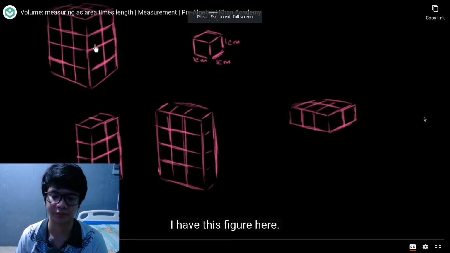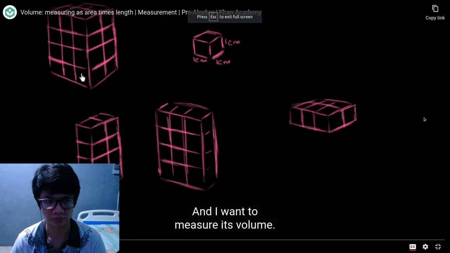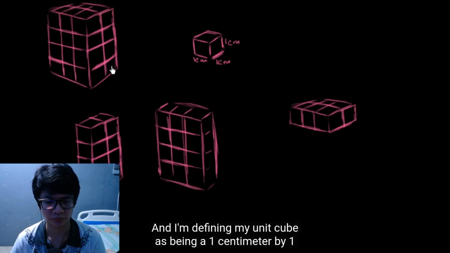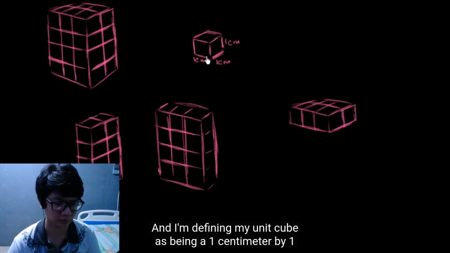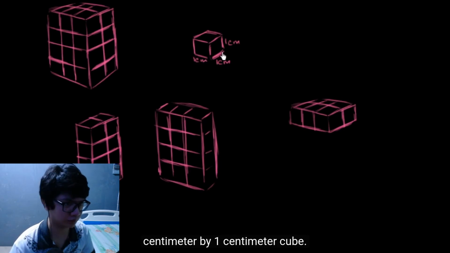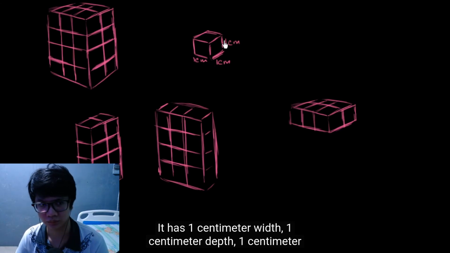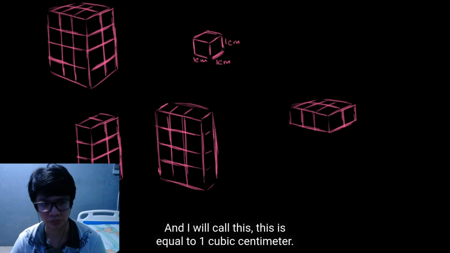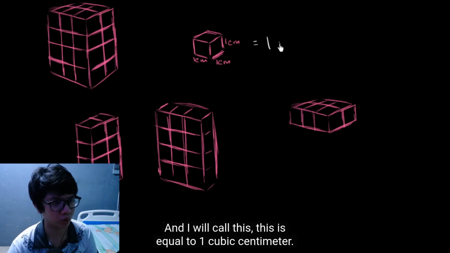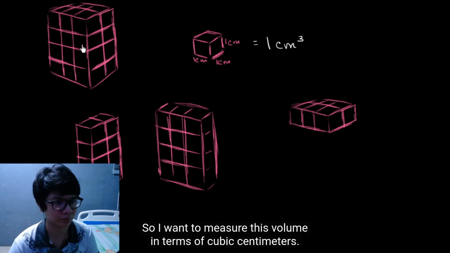I have this figure here. You could call it a rectangular prism. And I want to measure its volume. And I'm defining my unit cube as being a 1 centimeter by 1 centimeter by 1 centimeter cube. It has 1 centimeter width, 1 centimeter depth, 1 centimeter height. And I will call this 1 cubic centimeter. So I want to measure this volume in terms of cubic centimeters.